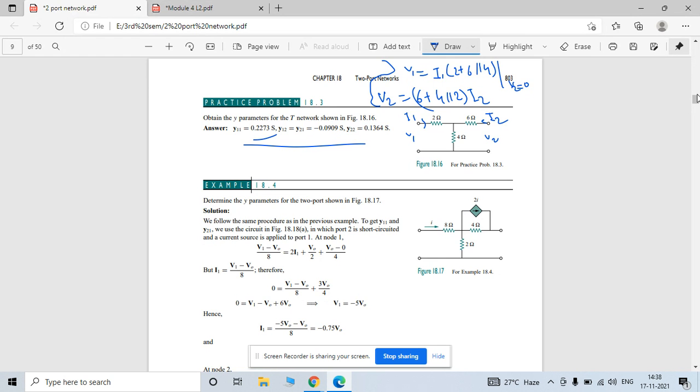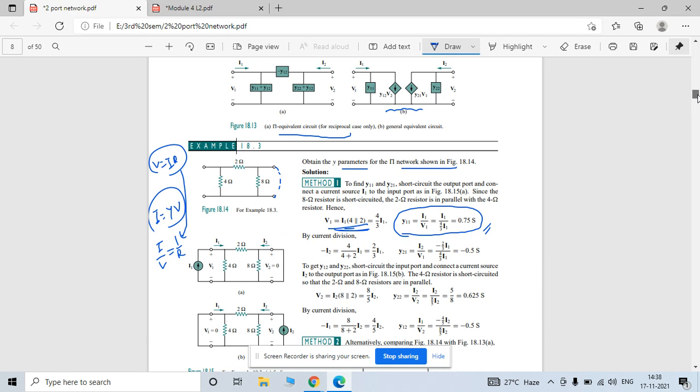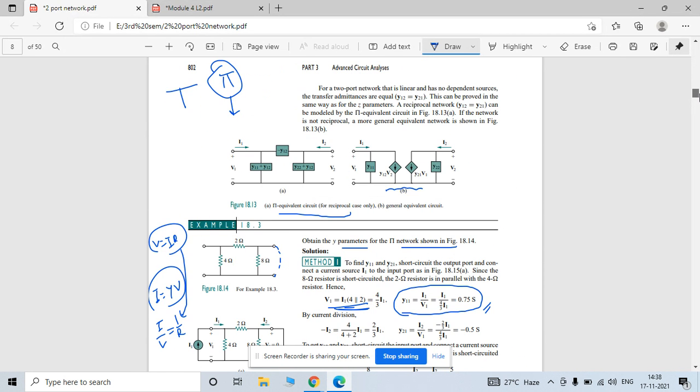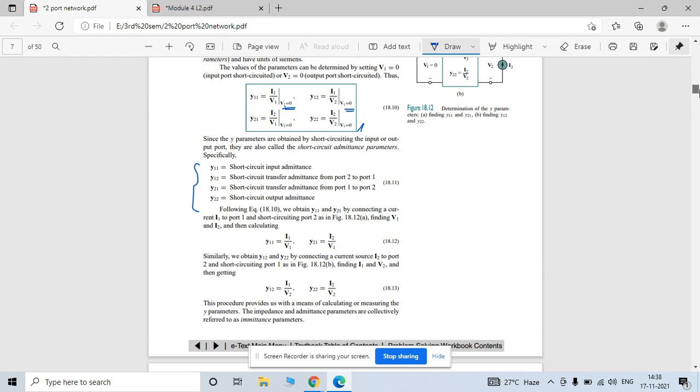So these two parameters you can easily find out, y11 and y22. And what is the third parameter? See here, the third parameter. How to find out y12? By taking V1 equal to 0, and y21 is nothing but with V2 equal to 0.